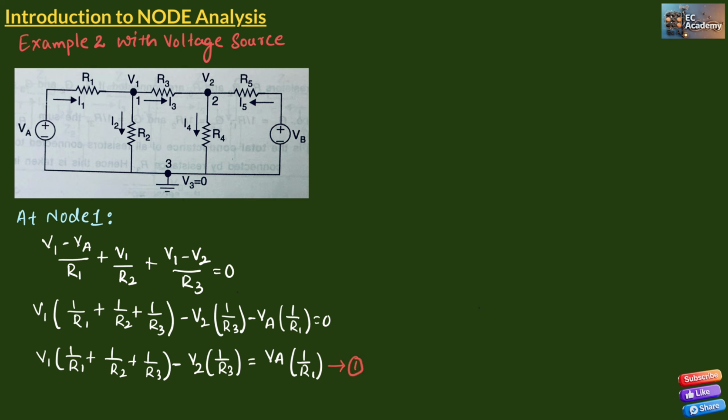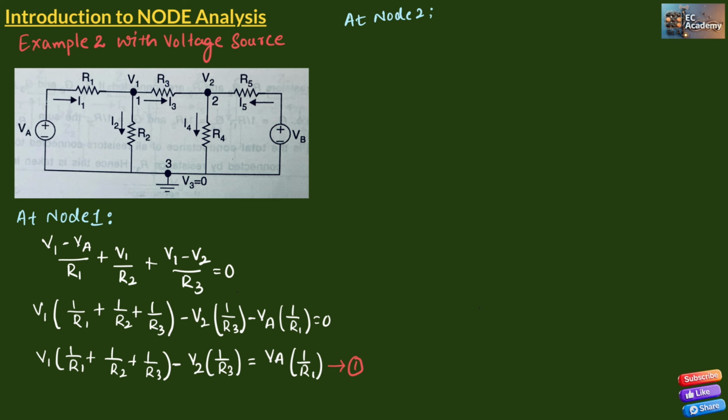Now at node 2, we can write the equations for currents I3, I4 and I5. For I3, we can write V2 minus V1 divided by R3. For I4, we can write V2 divided by R4. And for I5, we can write V2 minus VB divided by R5.